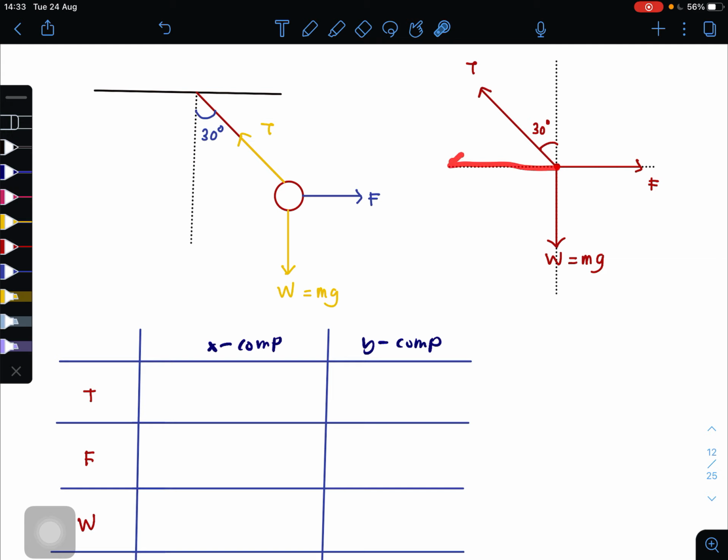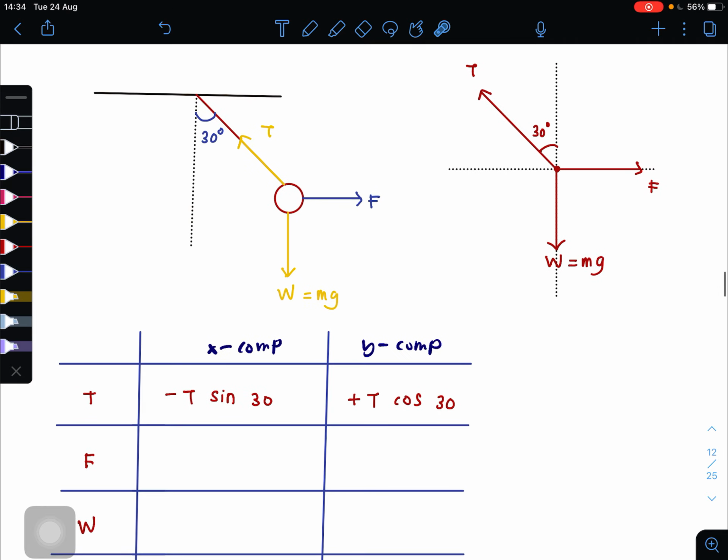So the X component here is to the left. To the left meaning that it is negative. Negative T. And since the angle is on the Y axis, it means it will be sine. Negative sine 30. So for the Y component, it goes up, so positive. So positive T cos 30. So if here is sine, it means the opposite one will be cos. Cos because the angle is near the Y axis.